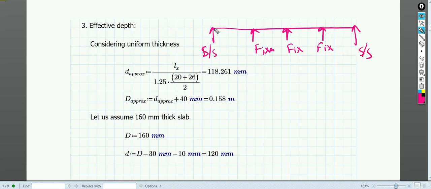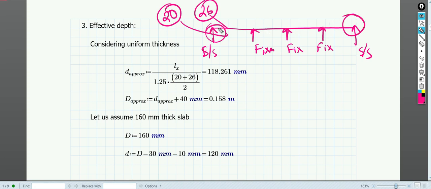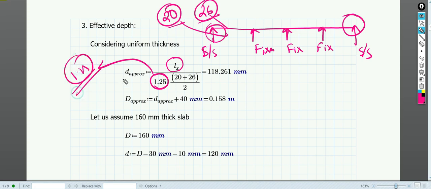For simply supported, the length to depth ratio is basically taken as 20, and for continuous it is 26. So it is a mixture of both. You can see this is continuous as well as on the outermost, and these are free or simply supported. So we can take the average of these two. That is why we have taken Lx by 1.25, because in slab I have mentioned that approximately 1.25 we can take. The value we have taken is 20 plus 26 by 2, because it's a combination of both.